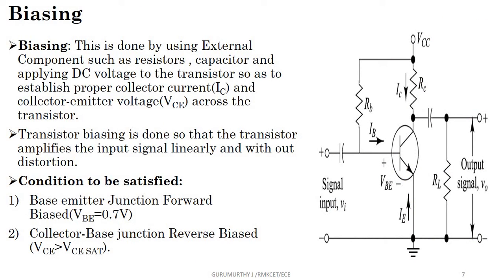So what is biasing? Biasing is done by using external components such as resistors, capacitors and DC voltages to establish proper collector current and collector to emitter voltage across the transistor. And this is done to amplify the input signal linearly and without any distortion. The condition for biasing is that the base emitter voltage should be forward biased, so we apply 0.7 volts for the silicon transistor, and the collector to base junction should be reverse biased. And the collector to emitter voltage should be greater than the saturation voltage of the transistor.